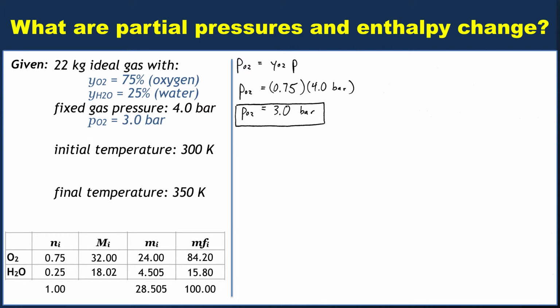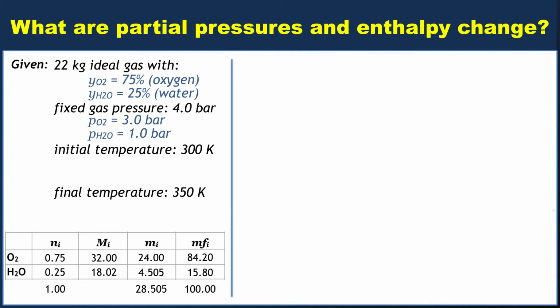And now we need to figure out the partial pressure of water. Well, we can either multiply 0.25 by 4 bar to get 1 bar, or we can see that the two partial pressures have to add up to 4 bar. We know that the partial pressure of oxygen is 3 bar. Either way, you see that the partial pressure of water has to be 1 bar. Let's write 1 bar to the left, and now we'll erase all this other stuff. Okay. Now we want to figure out the enthalpy change in going from 300 Kelvin to 350 Kelvin.